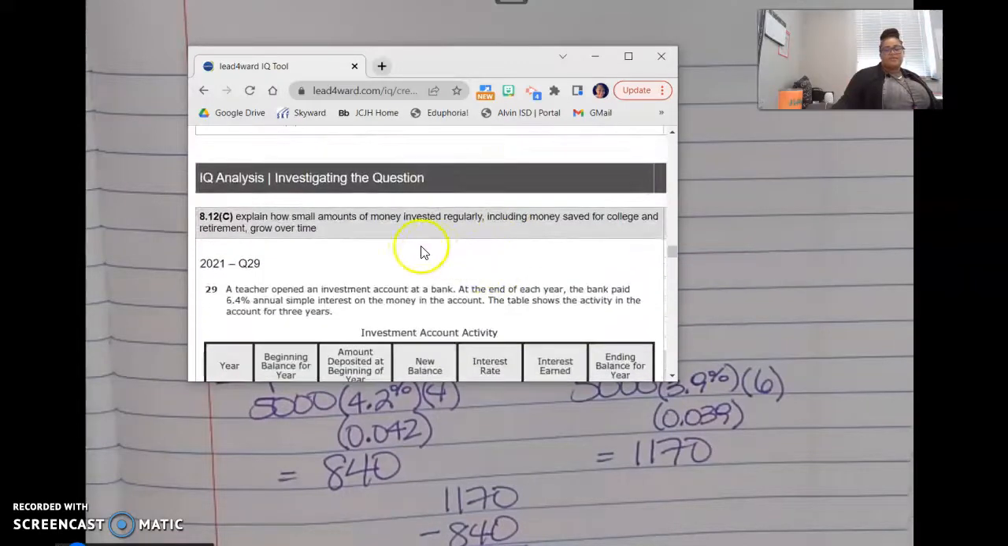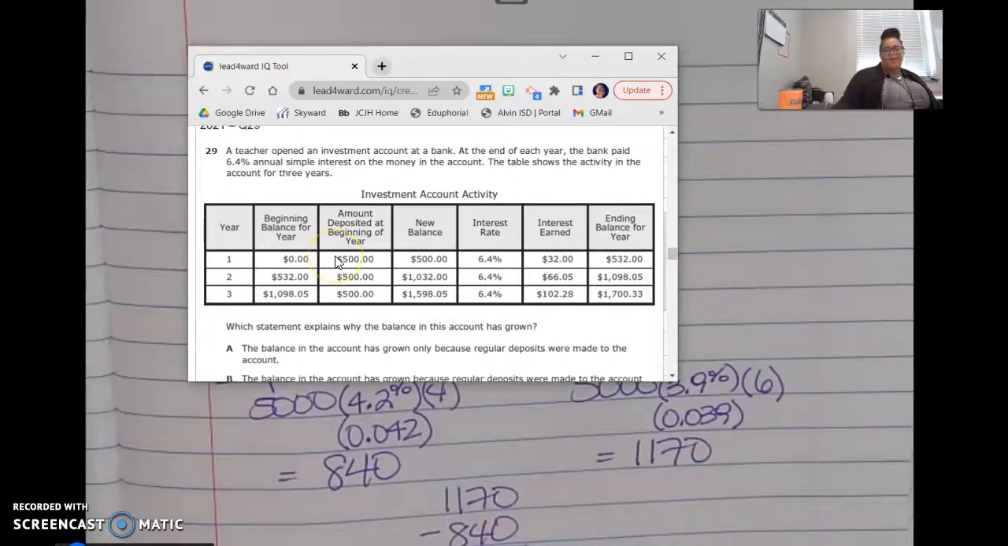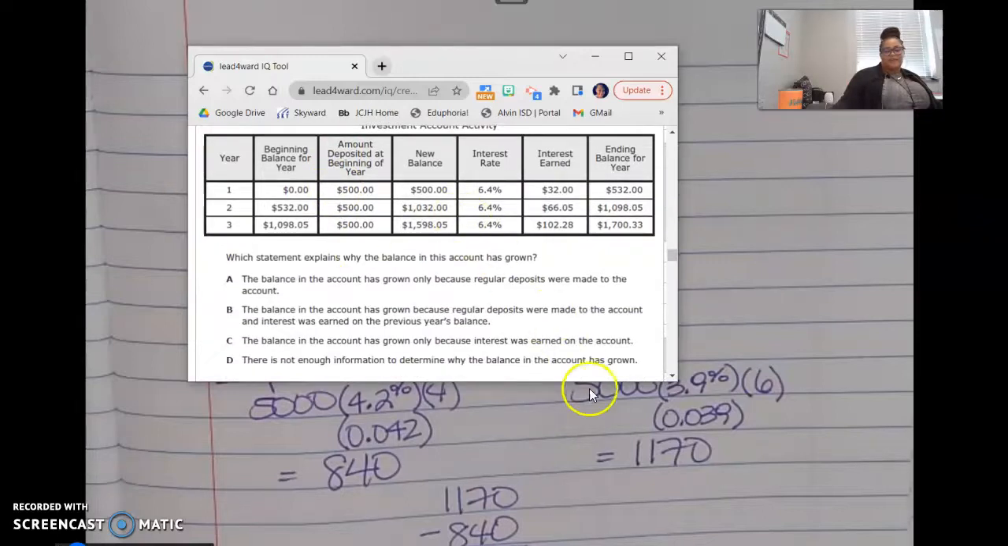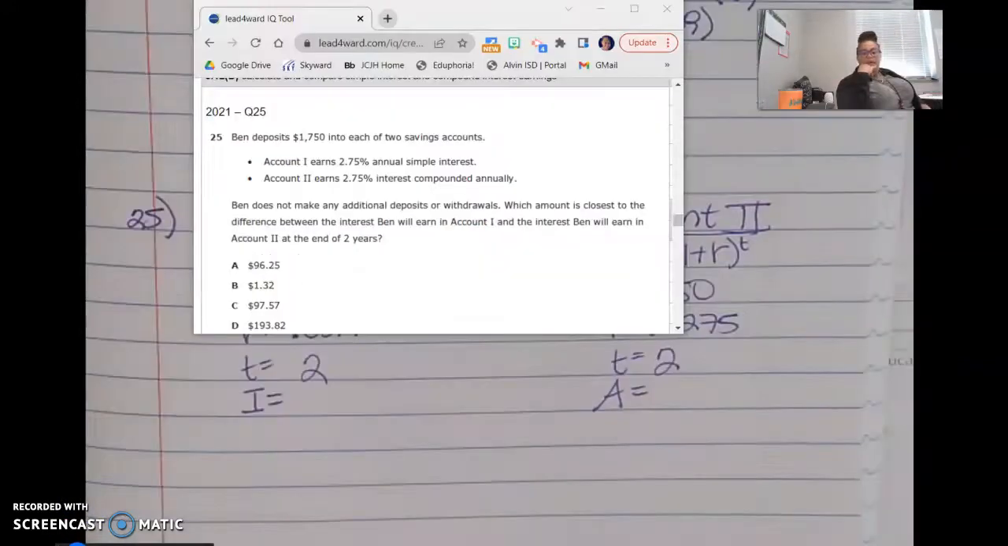That's simple. Oh, it says simple at the top. Duh, read. Okay, let's do this one. Hold on, let me read this. Ben deposits $1,750 into each of two savings accounts. Account 1 earns 2 3/4% annual simple interest. Account 2 earns the same, but its interest is compounded.